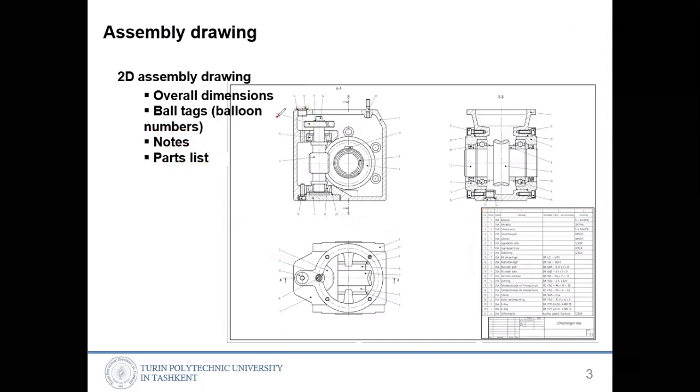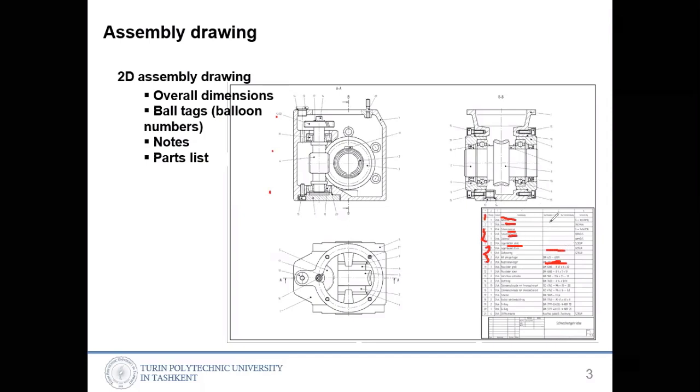So the tags 1, 2, 3, 4, and here those 1, 2, 3, 4, the names of the parts. Some parts may be unique parts. Some parts might be standardized parts. So here you can see parts like bolts and nuts. Those are standard, so you can write the standard number here. If they are unique, you write the unique drawing number of each part.